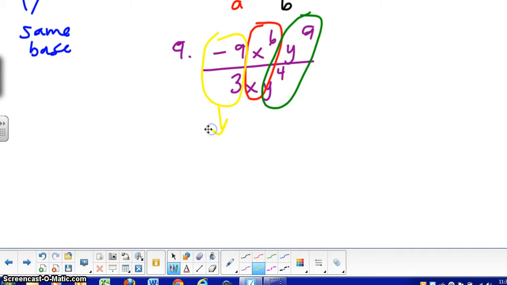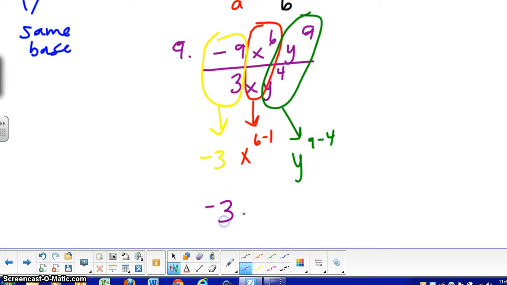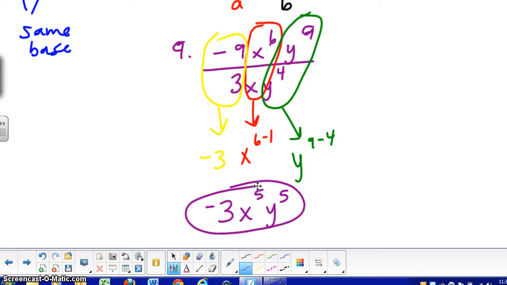Okay, so the first part, negative 9 divided by 3 is negative 3. No exponent rules need to be used for integers. Okay, and then this one, we have x and then 6 minus the invisible 1. And then the last one, we have y and then 9 minus 4. Okay, so if we clean that up, it's going to look something like this. Negative 3, x to the 5th, y to the 5th. And that would be your final answer.